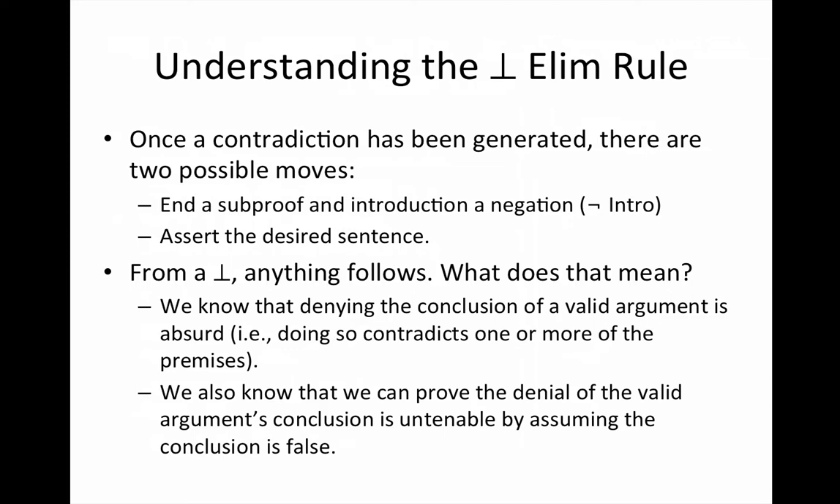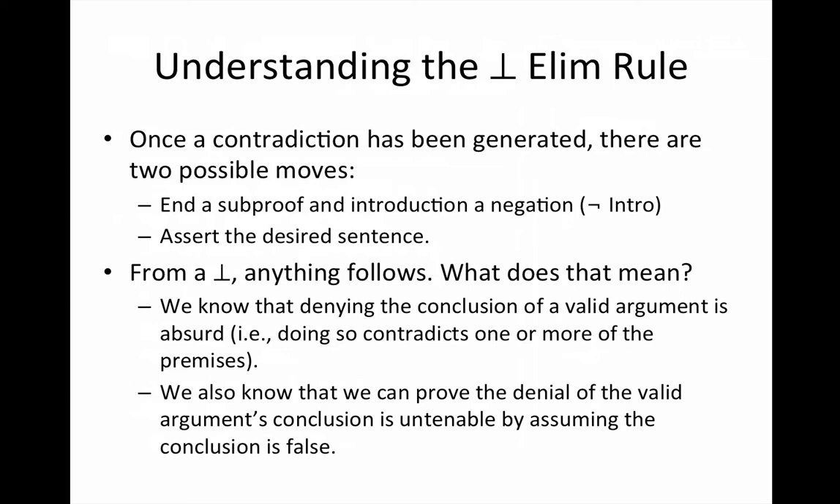Now, this may be a little bit difficult to understand at first. It may feel like an arbitrary rule, like we're cheating somehow, right? But the short story with the contradiction elimination rule is this. Once a contradiction has been generated, anything follows. More specifically, in our version of the system, once we've generated a contradiction, there are two possible moves.